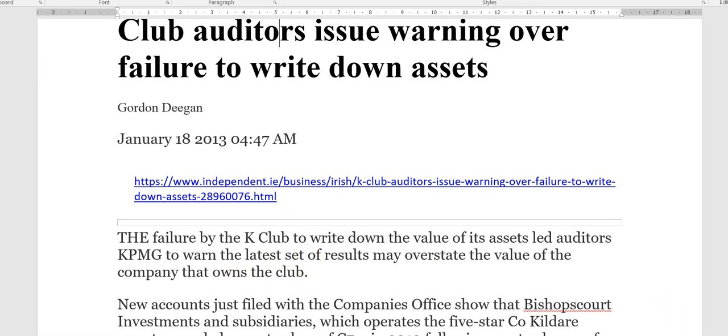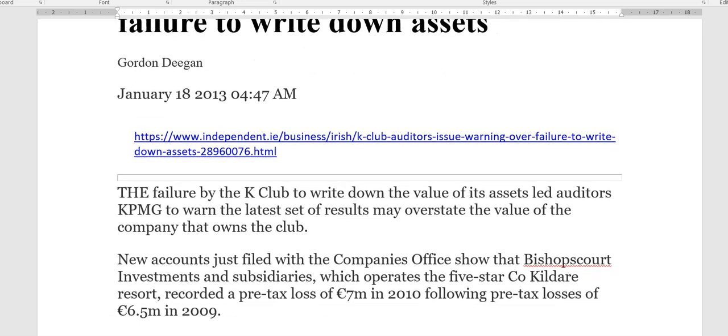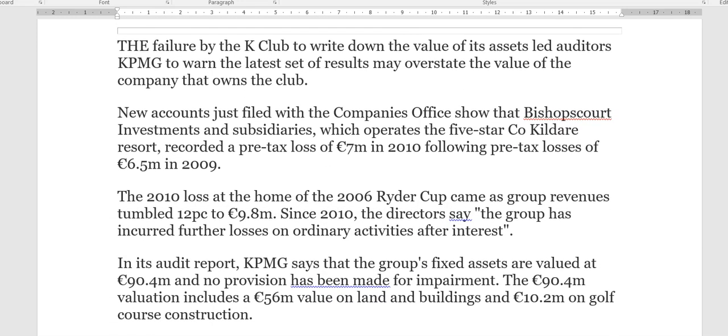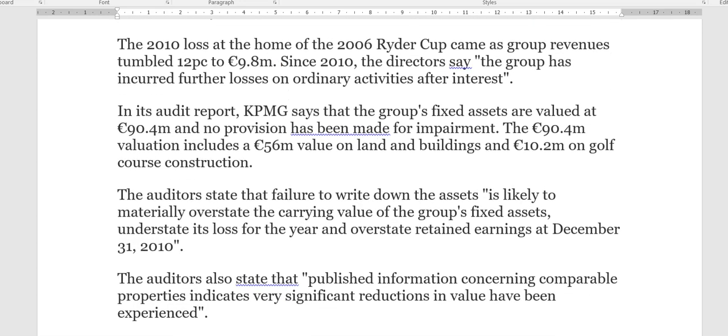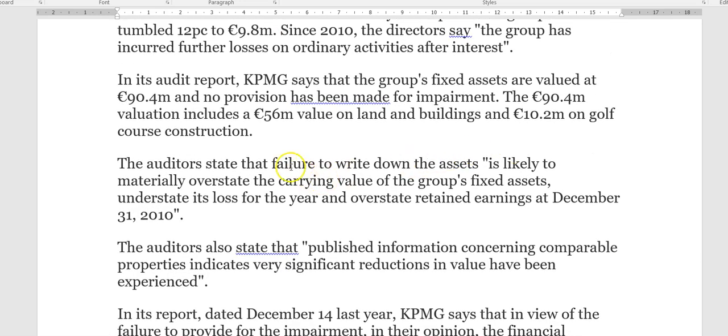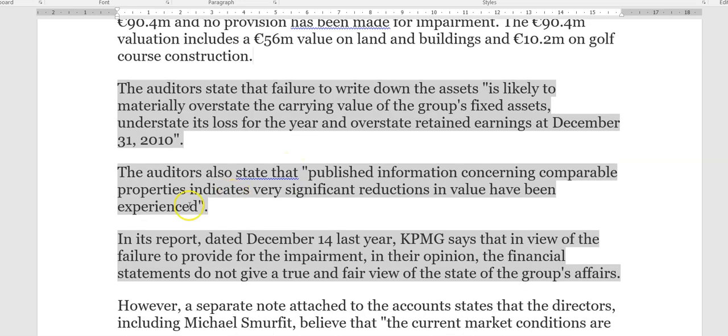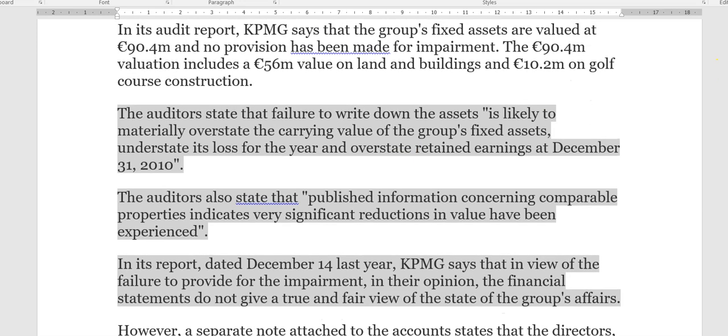So the auditors believed that there was an error in the accounts, and the error was pervasive. So this section here says the failure to write down the assets materially overstates the carrying value of the group's fixed assets, understates its loss, and overstates retained earnings. And the amounts are up here.